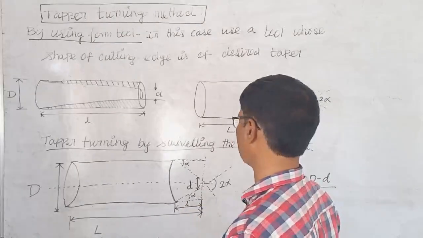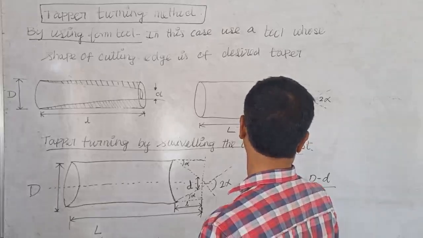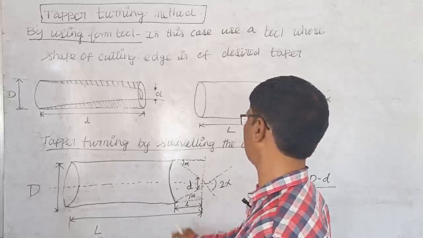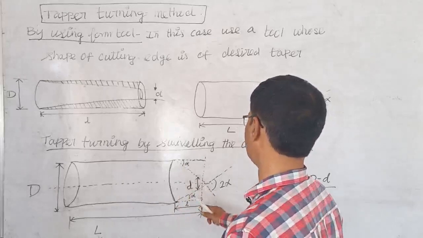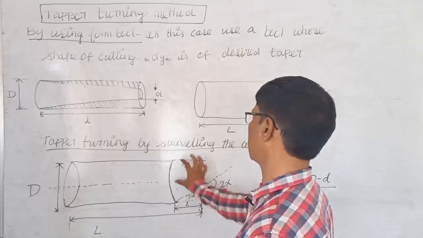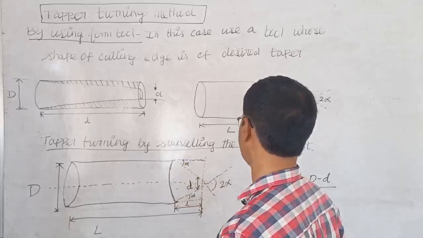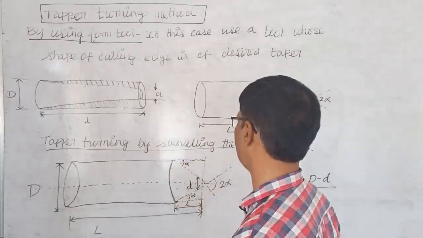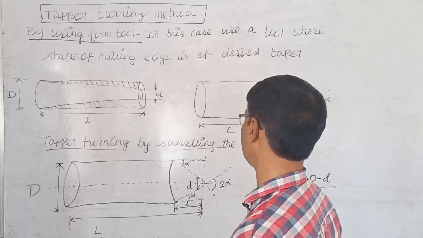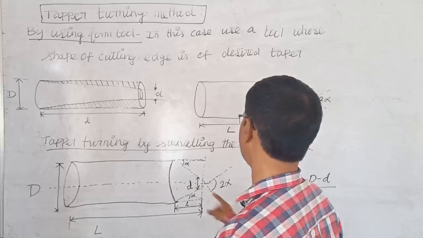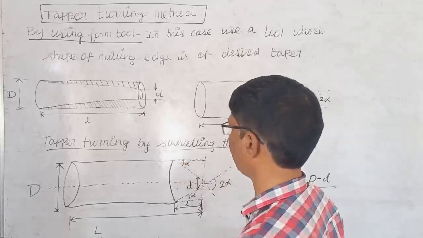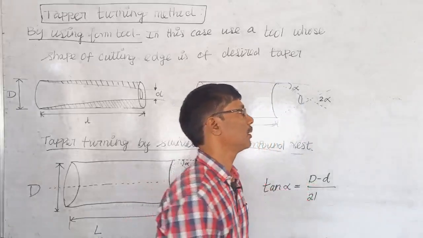So here we are using the small l, and based on that, capital D minus small d is this distance, and l is this distance. So it is 2 times of here. Capital D minus small d divided by 2 is this distance, and we have to divide by L to get the tan alpha angle.